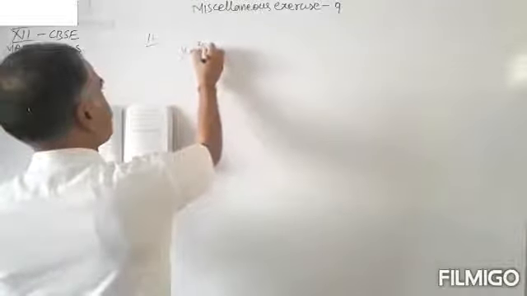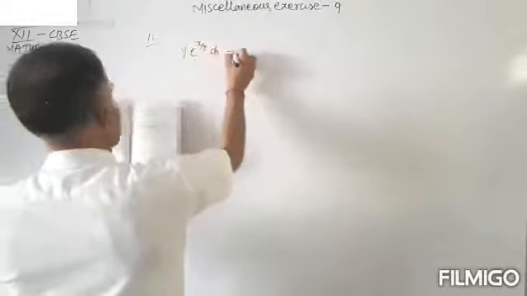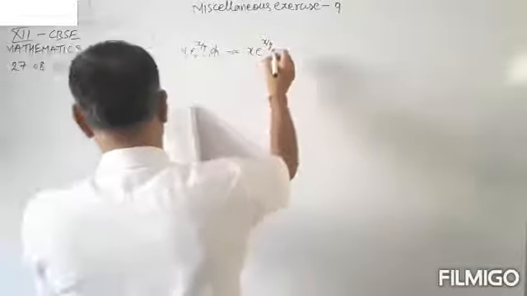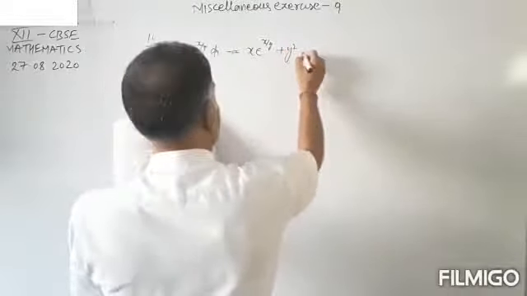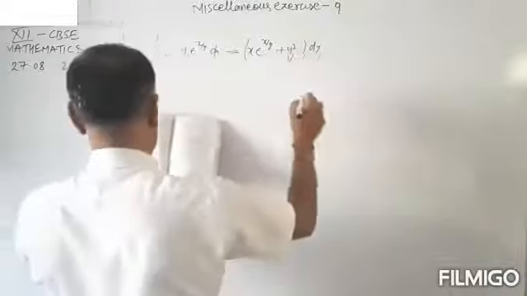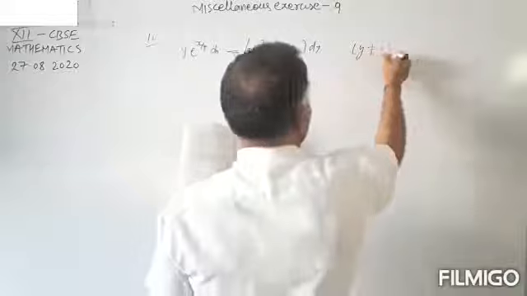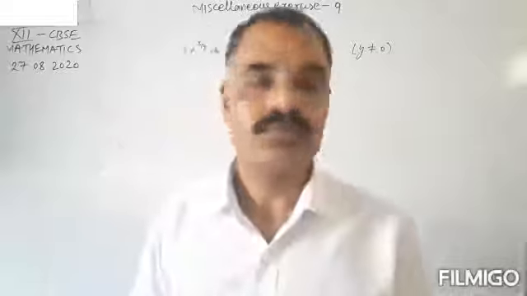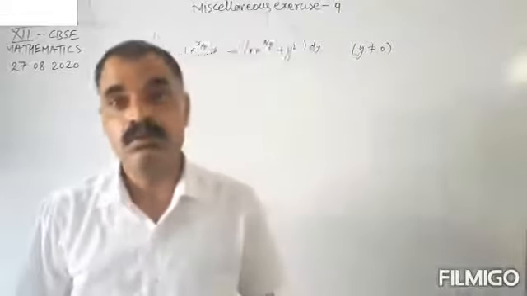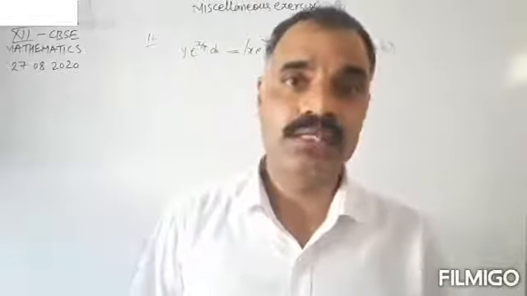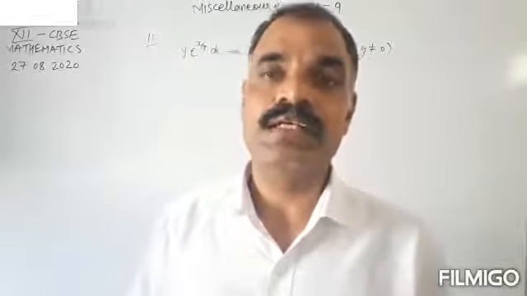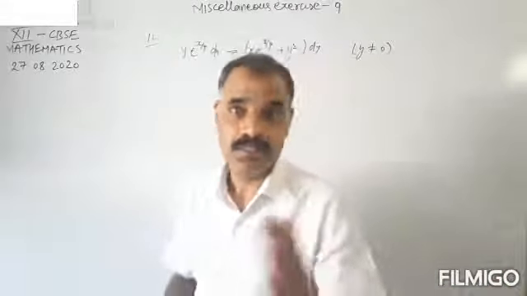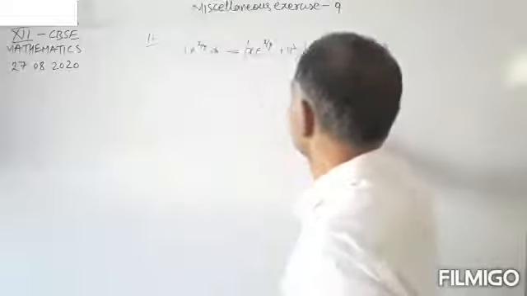So the question is: y e to the power x upon y dx is equal to x e to the power x upon y plus y square dy, and y is not equal to 0. We have to solve the given differential equation. Since there is no particular value of x and y, we have to find the general solution of the given differential equation.